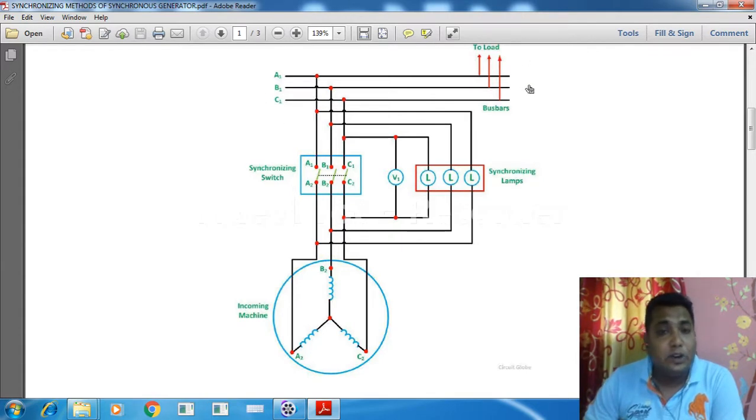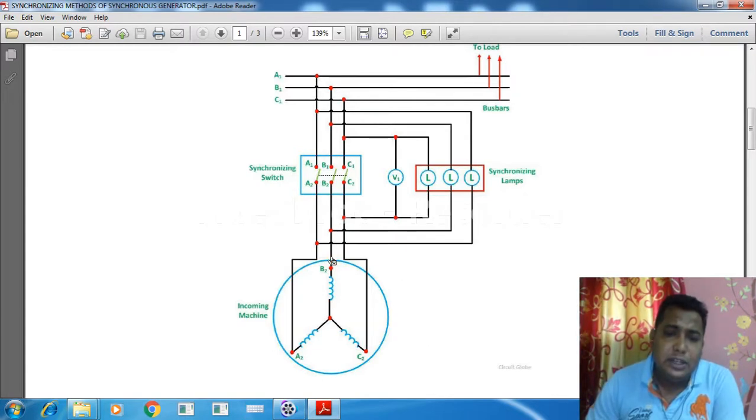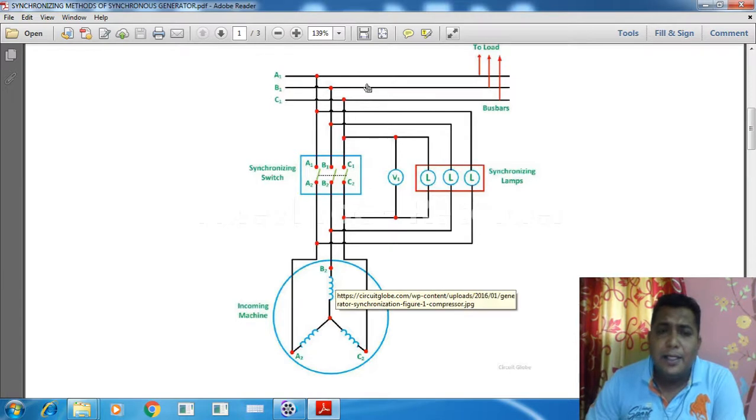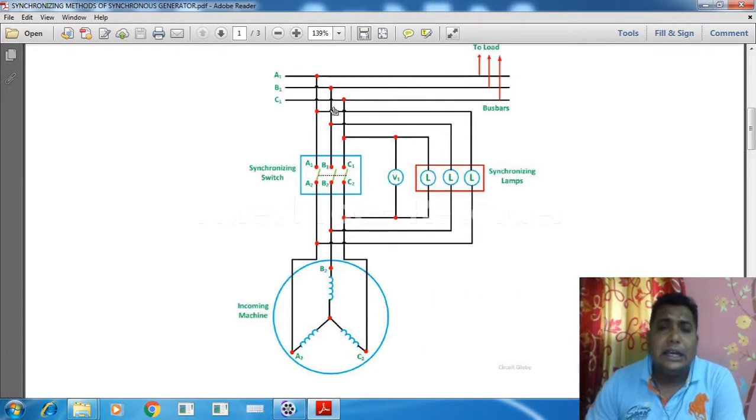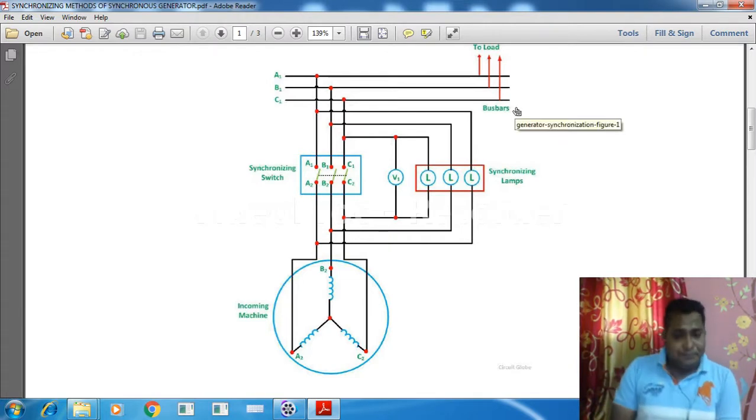Carefully follow my pointer. This is the incoming alternator. A star connection is given there for your simplicity of understanding. So this incoming alternator we have to connect with this running bus bar system.